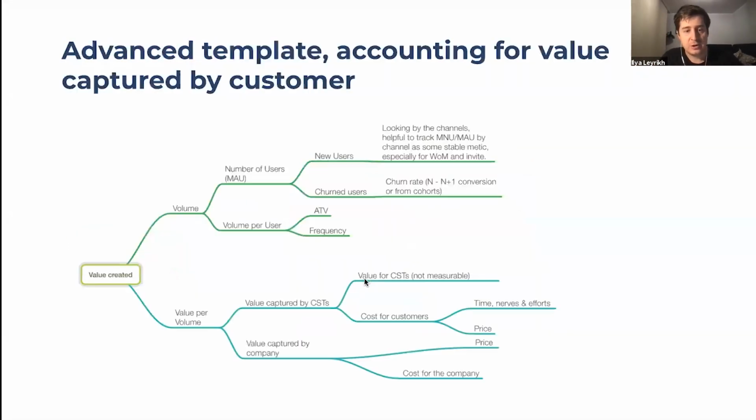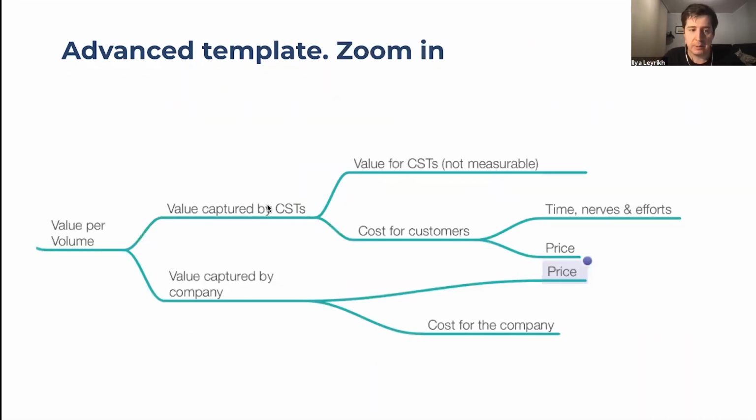There is another version of this one, which accounts for the fact that the most successful companies are really thinking not about the profit that they make, but about the value that they create. So in this type of tree, the upper branch about the volume stays the same, but the lower one is slightly different. So let's zoom into this.